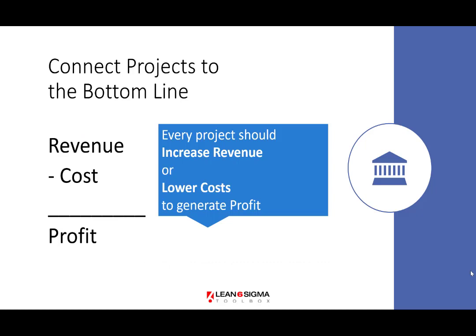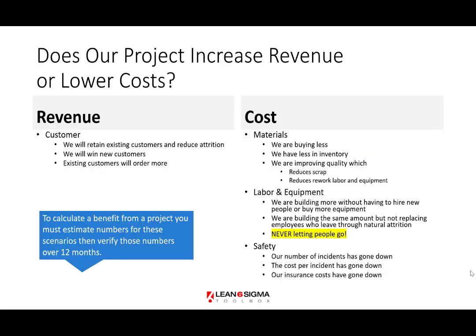Every project we work on should be able to benefit the company, but most companies look at benefits in terms of one thing: profits. And profits only come from two areas. Either you increase revenue while maintaining costs, or you maintain revenue while lowering costs. So which of these are we going to do?